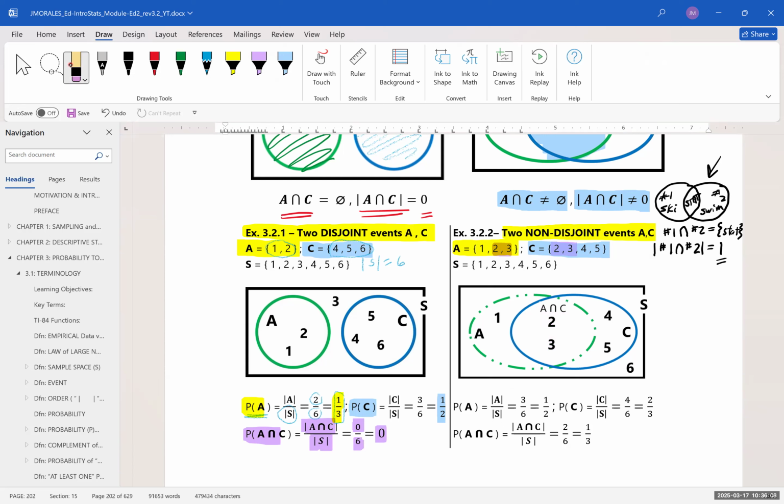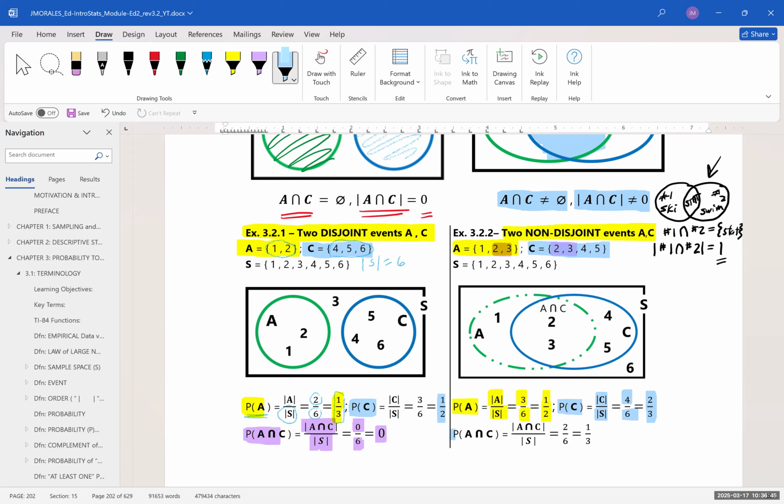So let's look at calculating the probabilities of A and C. So the probability of A is the order of A over the order of the sample space. How many outcomes do we have in A? We've got 3. The sample space has 6, so that reduces down to 1/2. The probability of C is the order of event C over the order of the sample space. How many outcomes do we have in event C? We've got 4. Sample space is unchanged at 6, so that reduces down to 2/3. So the probability of event C occurring is 2/3.